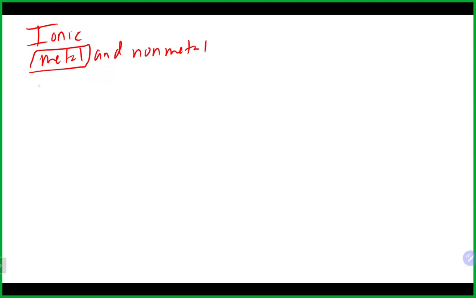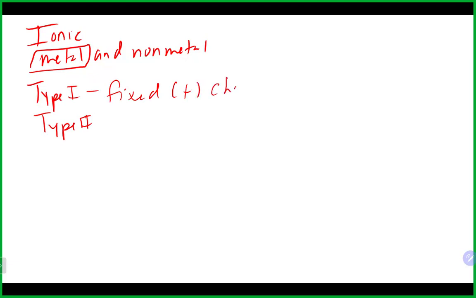Now, what is the difference in here? We talked about a type 1 metal and a type 2 metal. Type 1 metals have fixed positive charges. Those are the metals from basically group 1, 2, 3, which is usually aluminum, zinc, cadmium, or silver. Again, those last three are transition metals, but they do possess a fixed positive charge.